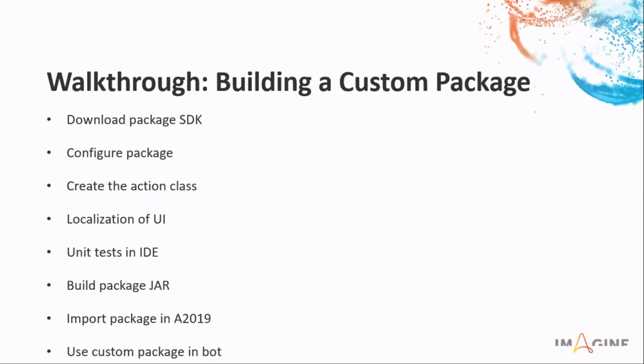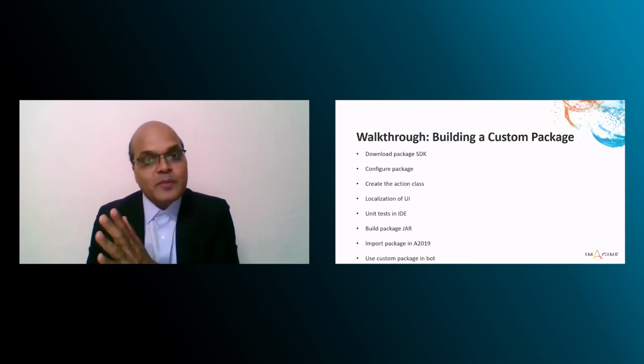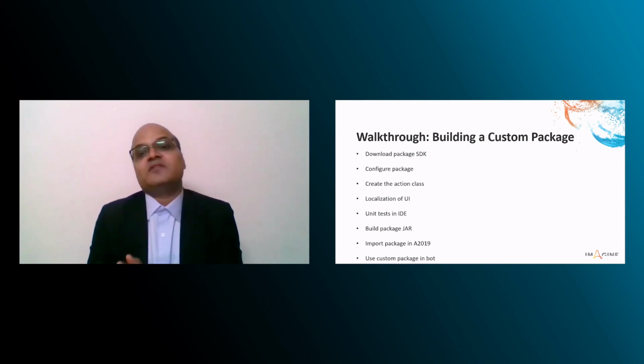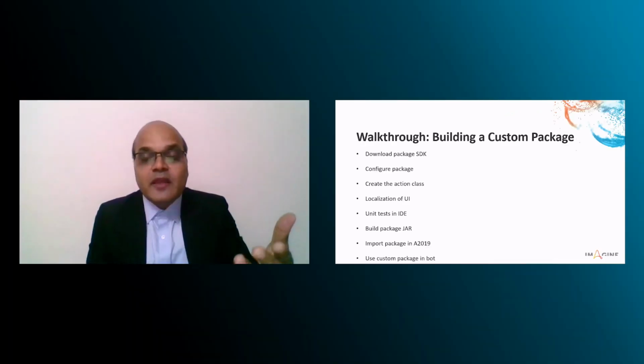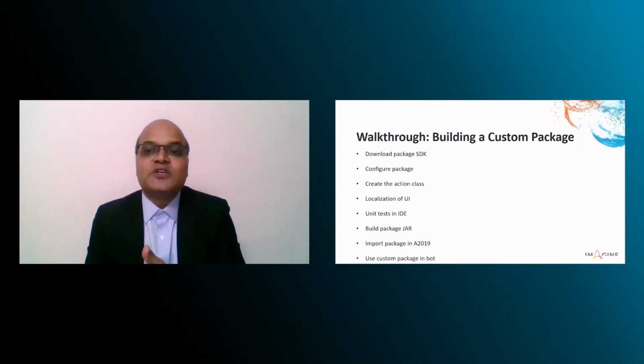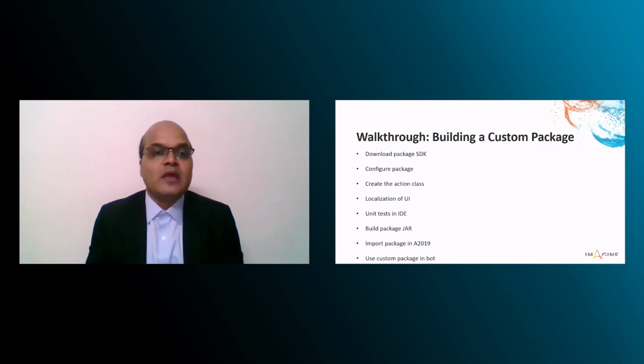Now, this is the most interesting part of today's session. How do we build a custom package? Let's take a look at the steps that are needed. First and foremost, you download the package SDK from our docs portal. Then you configure the package. You can configure that this is what I want to call the package, this is how I want to describe the package, and these are the other properties of the package. Once you have done that, you can create a new action class. In that action class, you can again define the properties such as what is the label of the action, what is the description of the action, and so on and so forth.